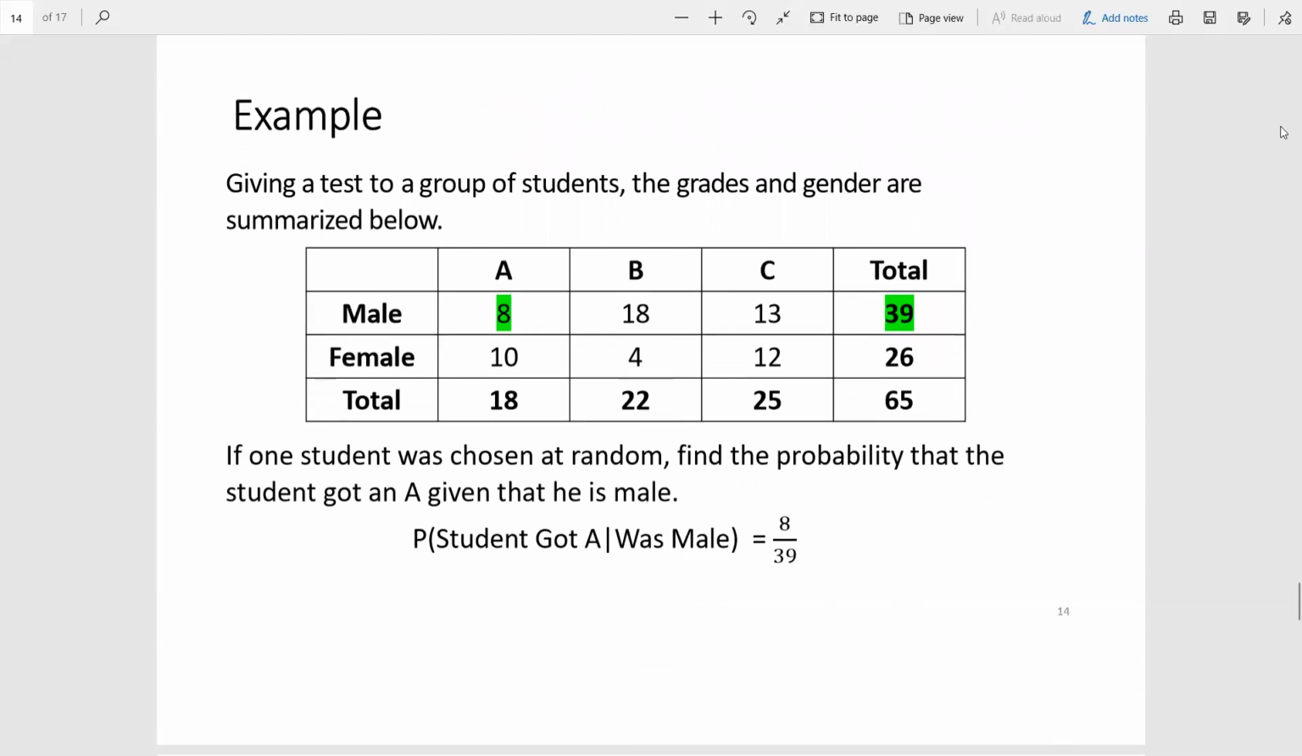So here's an example. You're giving a test to a group of students. The grades and gender are summarized below. A student was chosen at random. Find the probability that the student got an A given that he was male. Well, you need to look at the males. There were a total of 39. There are 8 who got an A. So the probability that the student got an A given he was male is 8 over 39.